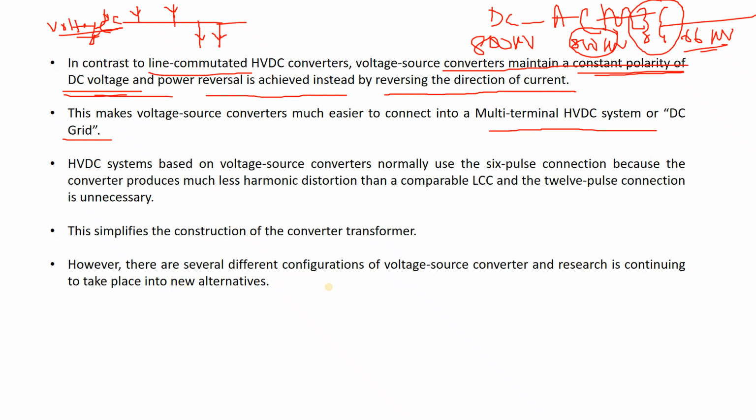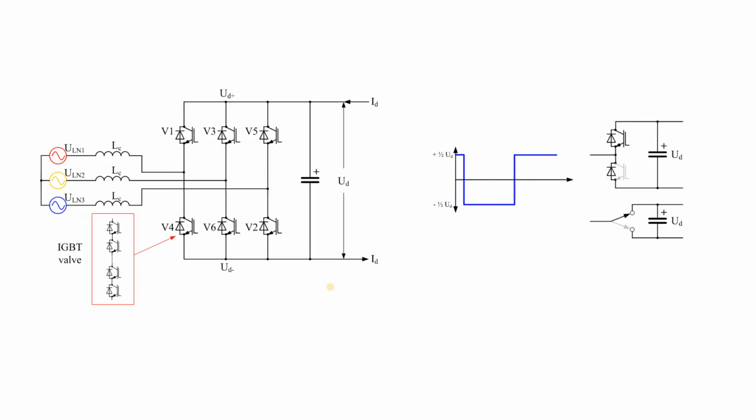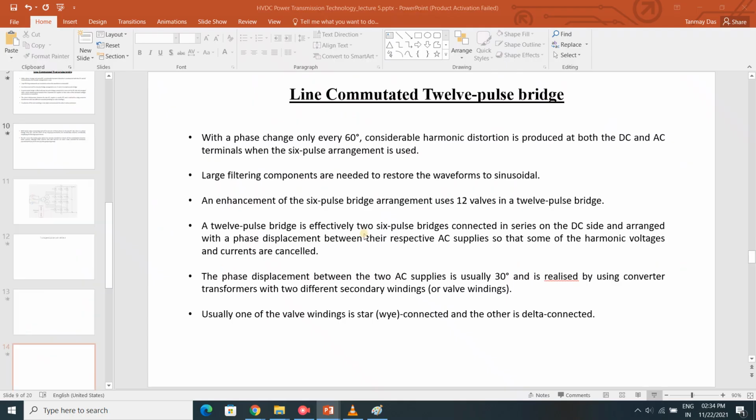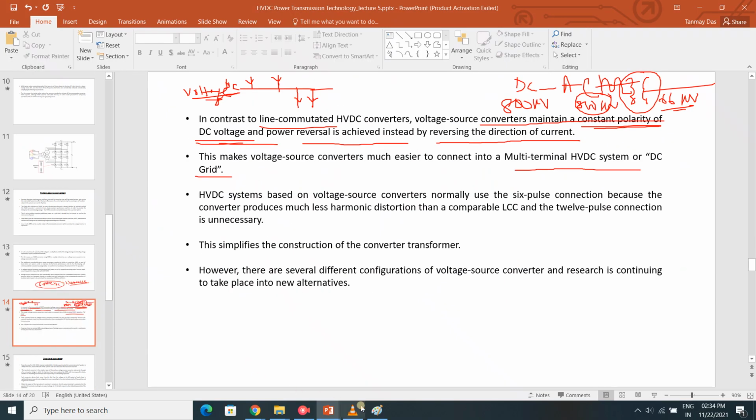However, there are several different configurations of the VSCs, and research is continuing to take place on new alternatives. So more and more different alternative methods are used in the VSC field also. Now there are 2-level converters, all these things are there. I will not start this portion now, because it will be too much, you may get saturated.